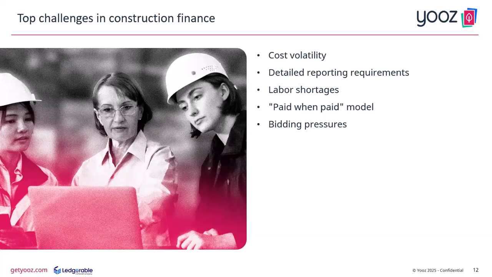Where did every dollar go, how it was spent, and why? That means AP needs to generate precise reports tied to specific jobs, phases, or cost codes. Not always easy when you're drowning in paper or juggling multiple systems.